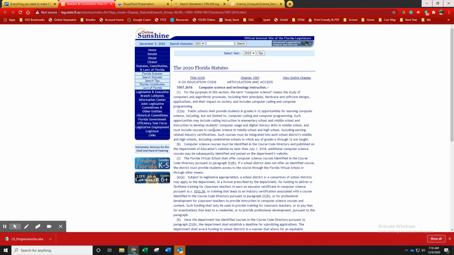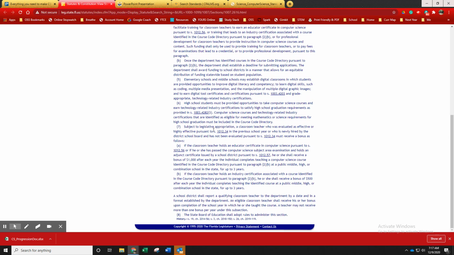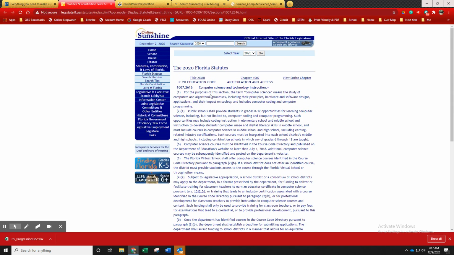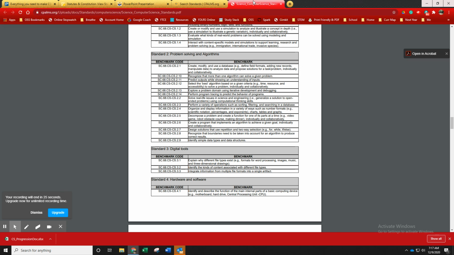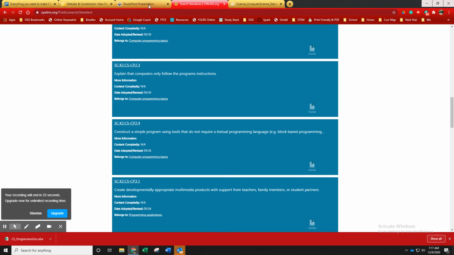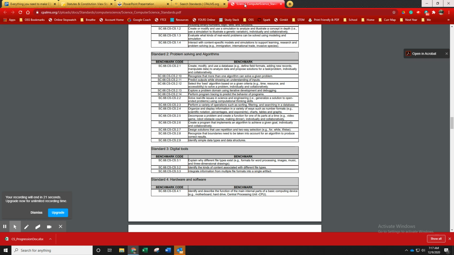Here's the statute about it. So if you were curious about it, about that it's supposed to be taught, teachers are supposed to be trained. Code.org has a lot of trainings. So this is about the computer science standards that are in every single grade level embedded into the science standards.